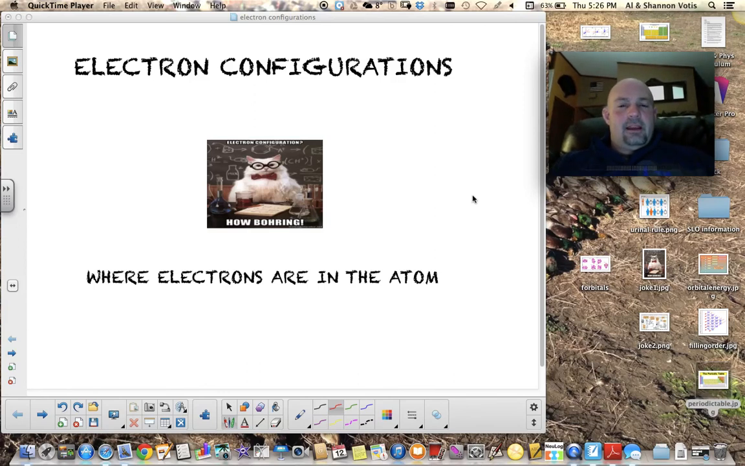Today we're looking at electron configurations, which is section 3 of our chapter. As we look at electron configurations, what we're really looking at is how do we put electrons into the atom? Where are they now? We've looked at all the different things about the electrons in terms of where they can be: orbitals, sublevels, energy levels. But how do we put them in there? How do we know where they're going to be?